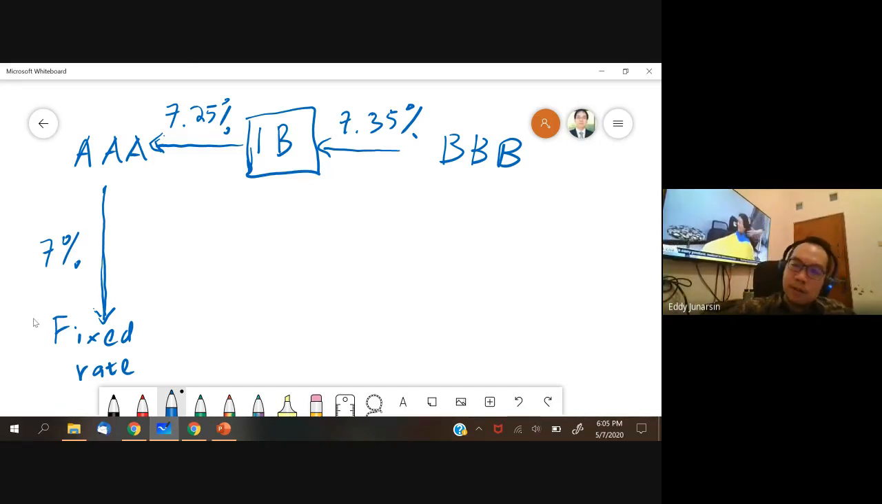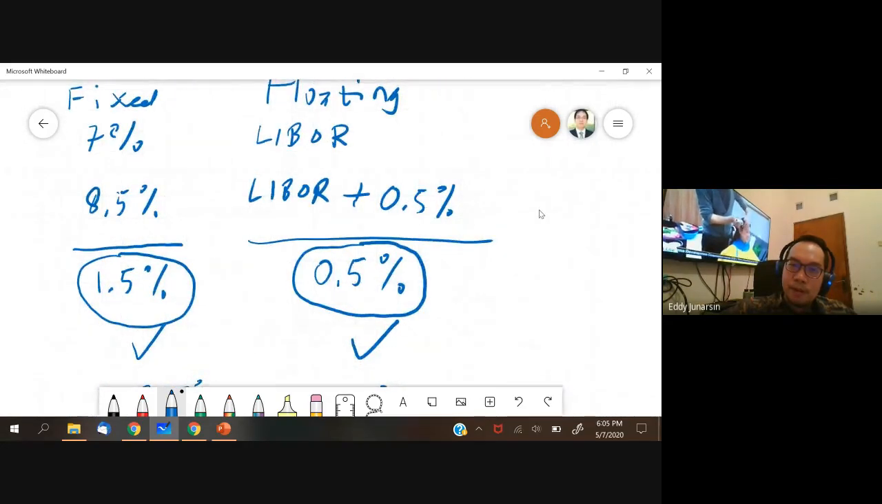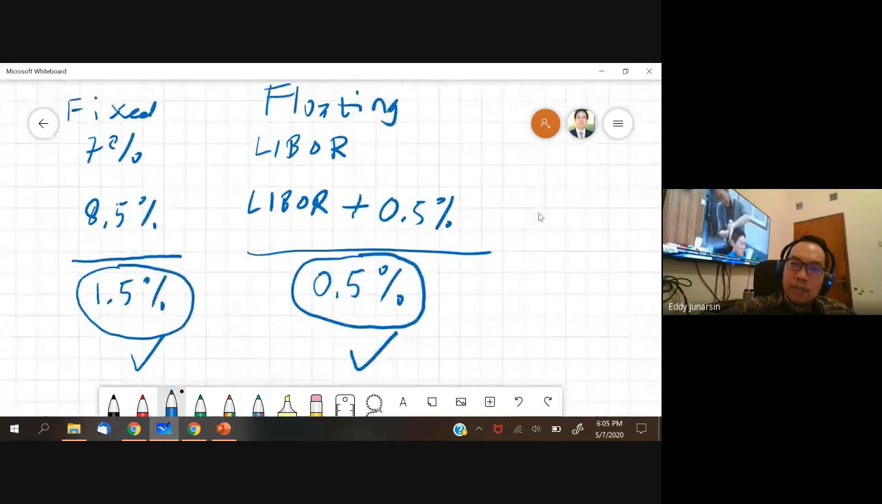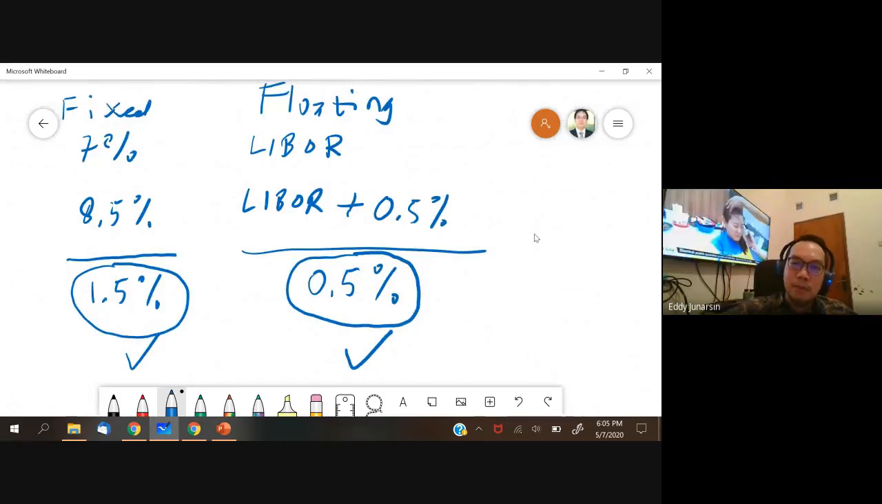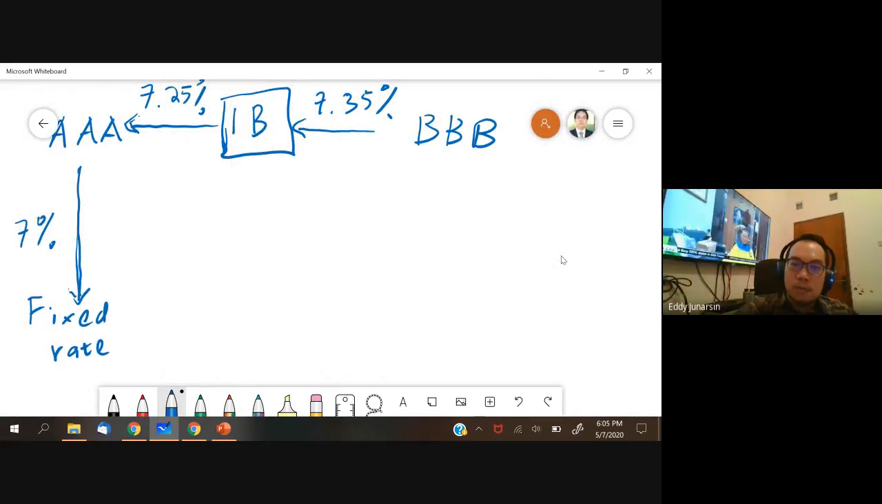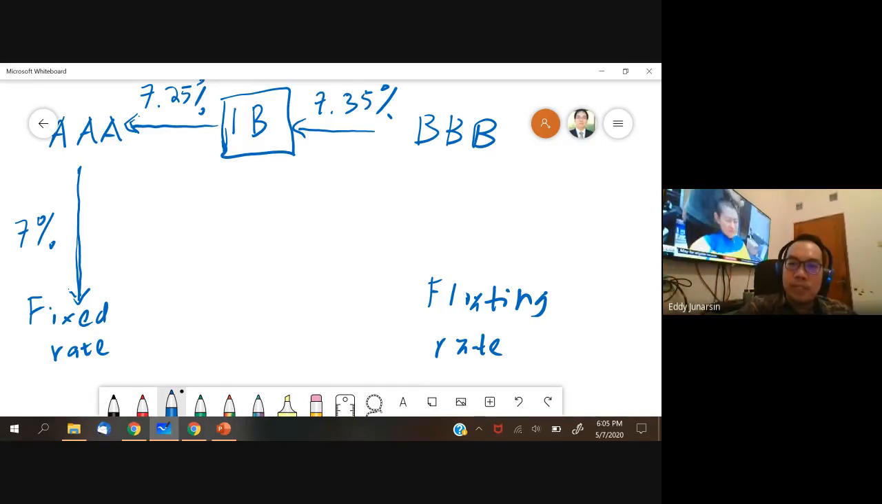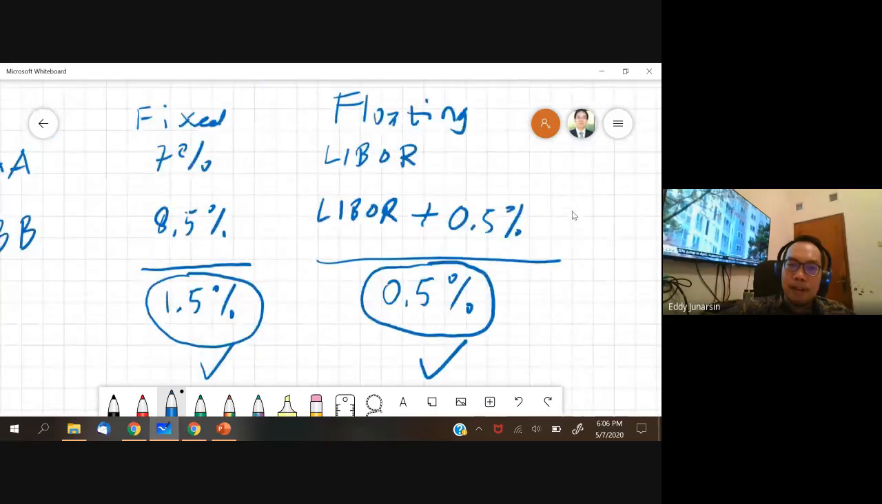What about the triple B firm? So you see, based on our analysis above, the triple B firm had better issue the floating rate bond, the floating rate debt, because the comparative disadvantage is minimum when it issues the floating rate debt. So this would be the floating rate debt, and for issuing this type of debt or bond, the triple B firm has to pay LIBOR plus 0.5% a year.